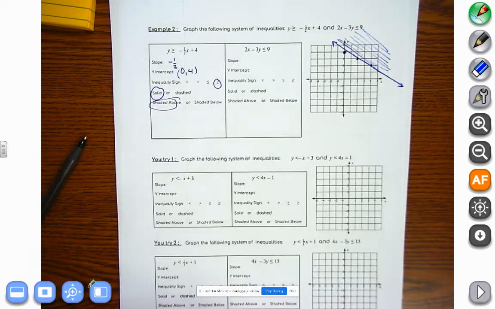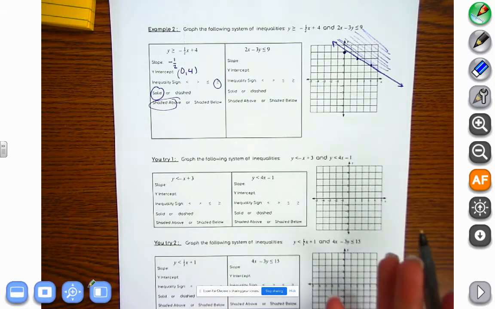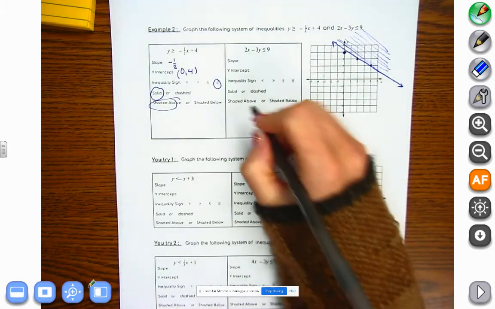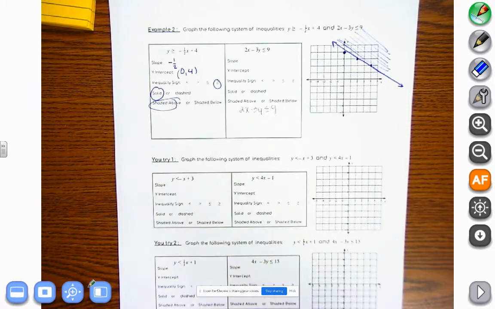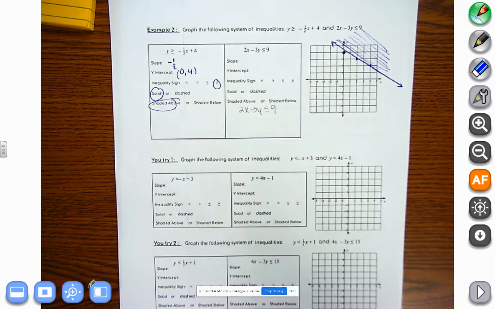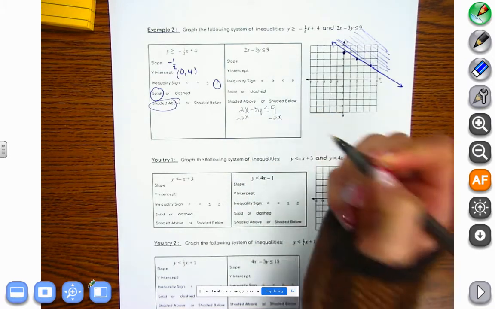Now let's graph our second inequality. So this one does not look like slope-intercept form. And we always want our inequalities in slope-intercept form because if the inequality flips, then it's going to affect the shading. So we know how to change something from standard form to slope-intercept form. So let's do that. So if we have 2x minus 3y is less than or equal to 9, okay, we need to get y by itself. So let's start by subtracting 2x from both sides.